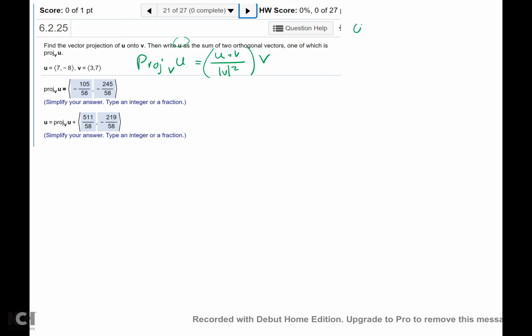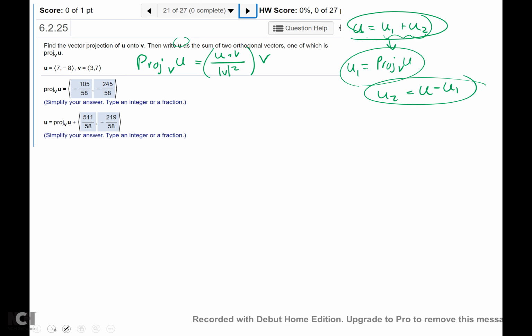So what we're trying to figure out, they want us to rewrite u as a sum of two orthogonal vectors. So I'm trying to say that u equals u1 plus u2. And these two have to be perpendicular vectors. Well, to find this one, you calculate the projection of u onto v. To find this one, you would subtract u1, and u2 would equal u minus u1. So this is how you find u1, this is how you find u2, and then you can rewrite it as u equals this plus this. So that's my plan. So I've got to figure out what the projection of u onto v is.